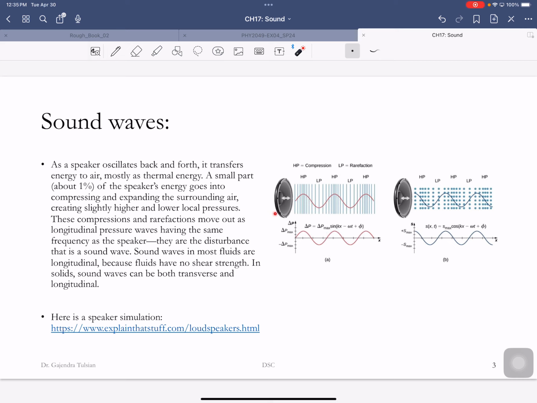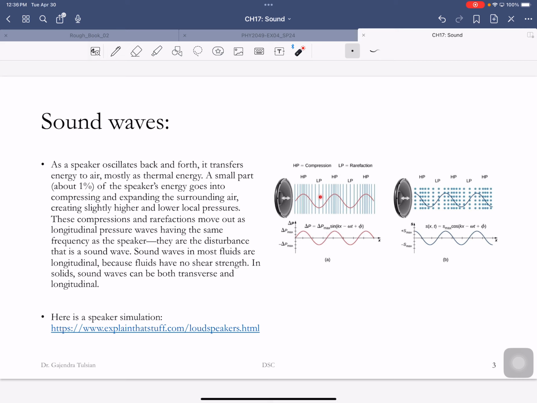As a speaker oscillates back and forth, it transfers energy into air, mostly as thermal energy. So mostly you generate heat. A small part, about 1% of the speaker's energy, goes into compressing and expanding the surrounding air. So if this speaker is spending 100 joules a second, that's 100 watts. 1 watt is going into the sound, and 99 watts is heat generated.